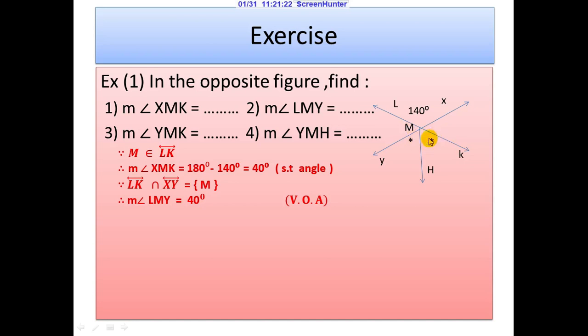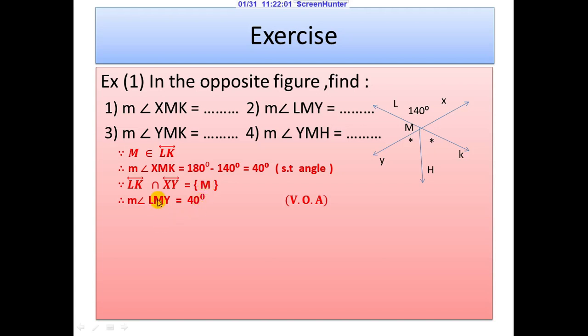YMK is this angle. Yes, by using the same condition here, we have two straight lines intersect at point M, LK and XY at point M. So we have here also two vertically opposite angles, LMX equal with YMK equal 140 degrees. Okay, how to write it? We have written this part the first time: LK intersects with XY at point M.